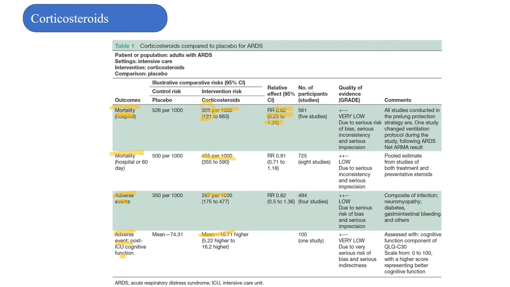Similarly, in hospital and 6 days mortality, the change with corticosteroids was not significant, and in the adverse events, there was no significant decrease or increase. Accordingly, these results do not recommend the use of corticosteroids in ARDS. We can say that there are no statistical findings in the previous studies that support the use of corticosteroids in ARDS.